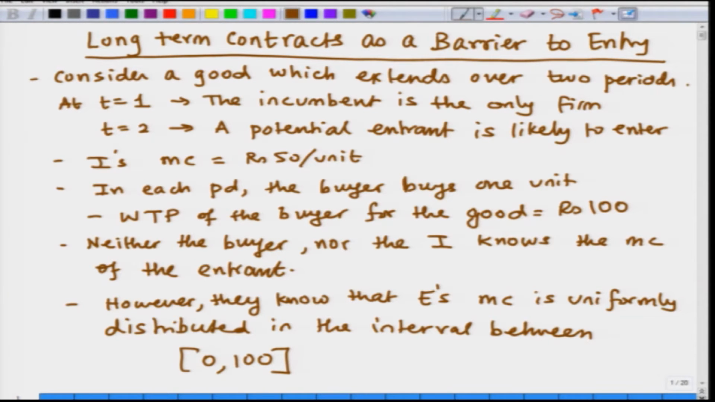Now, this is a sequential move game where the incumbent chooses the price at t equal to 1, and the incumbent can possibly sign a contract with the buyer, and we are interested in knowing what kind of contract the incumbent would write with the buyer, so as to keep out the entrant from entering at t equal to 2.